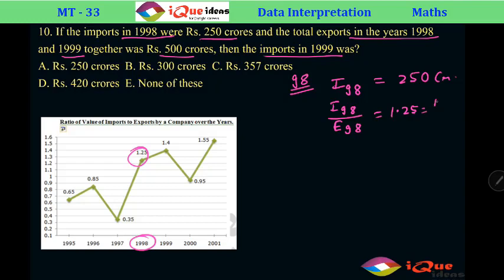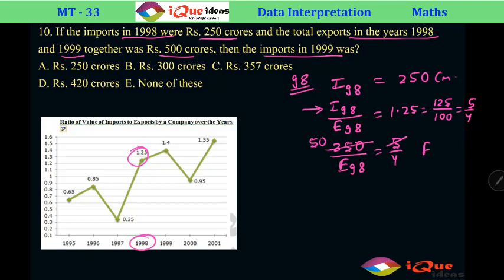Now 1.25 is actually 125 upon 100, which is actually 5 by 4. Here the import value is known, 250 crores. So 250 divided by export of 98 is equal to 5 by 4. A simple calculation will give us that 5 cancels 250 50 times.